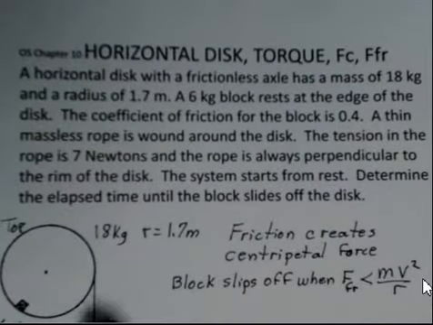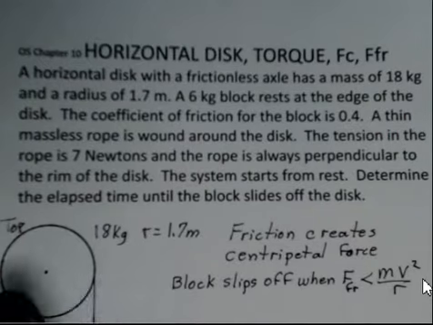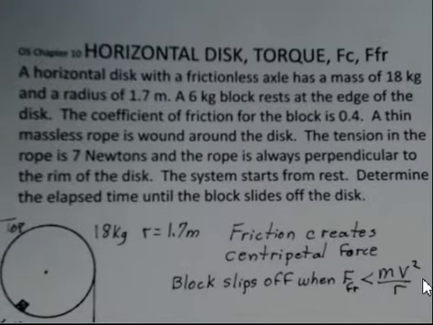Again, the 7 newtons of tension is constant and always perpendicular to the lever arm. So let's try a few calculations as to what's happening. One important thing is that the force of friction is creating the centripetal force. How much frictional force is present?